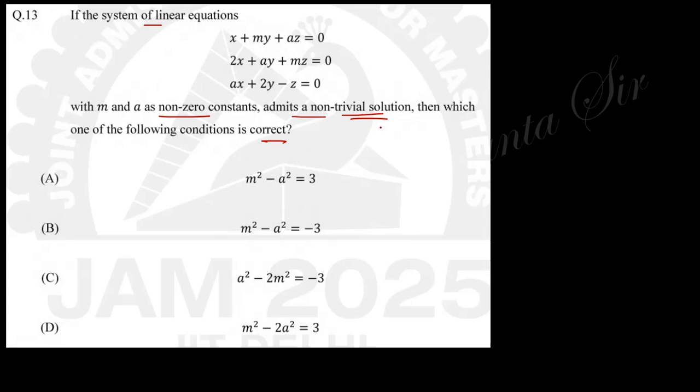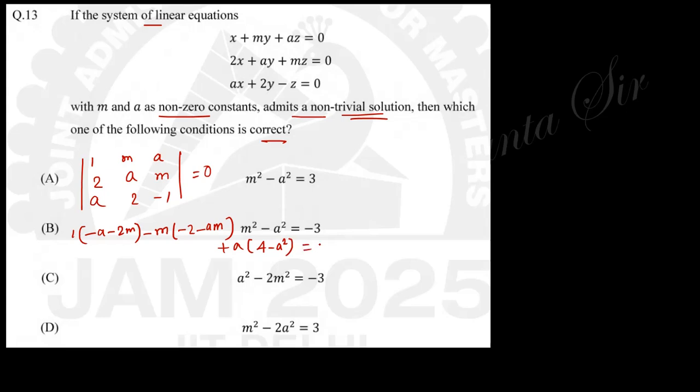For a non-trivial solution, the determinant will be 0. That is, the determinant of the coefficients: 1, m, a, then 2, a, m, then a, 2, minus 1. This gives you 0. So 1 into minus a minus 2m, minus m into minus 2 minus am, plus a into 4 minus a square equals 0. So this gives you minus a minus 2m plus 2m plus a m square plus 4a minus a cube equals 0.